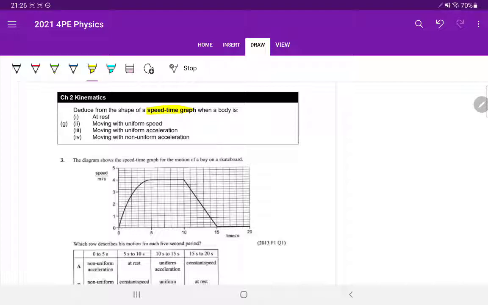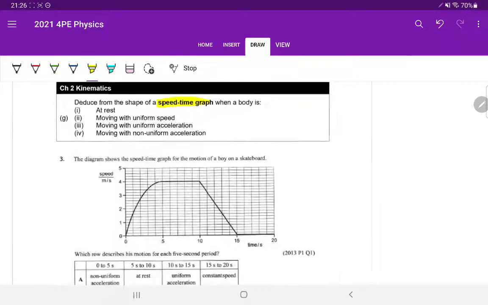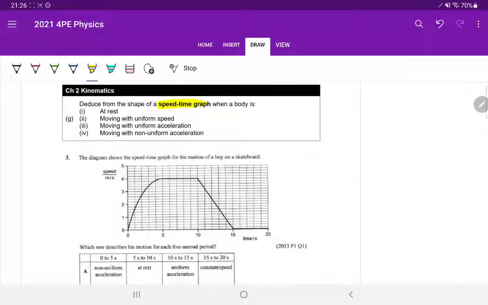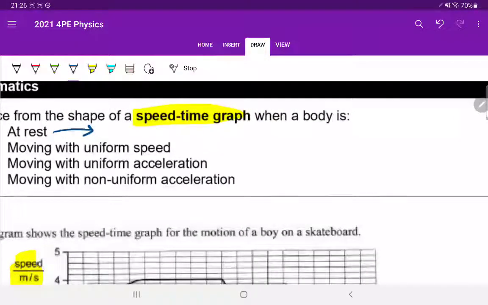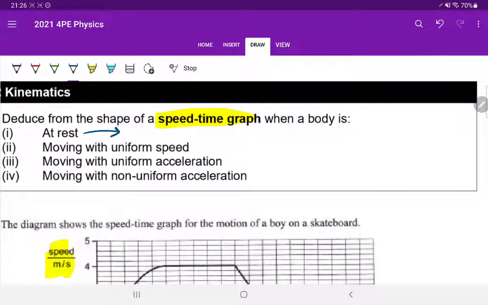Okay, so with a speed time graph, like the graph shown below, what are we looking at? The y-axis tells us the speed, and the x-axis tells us the time. So when is it at rest? Remember, we're looking at a speed time graph, so at rest means speed is 0, right?